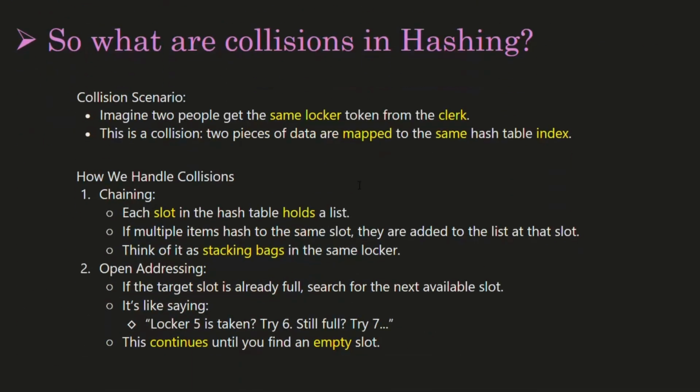Understanding collisions. So what are collisions in hashing? Imagine two people coincidentally get the same locker token from the clerk. Now what? That's a collision, basically two pieces of data mapped to the same hash table index. We handle collisions in a few ways. One method is chaining, where each slot holds a list. If multiple items land in the same slot, they're added to the list. Think of it like stacking bags in the same locker.